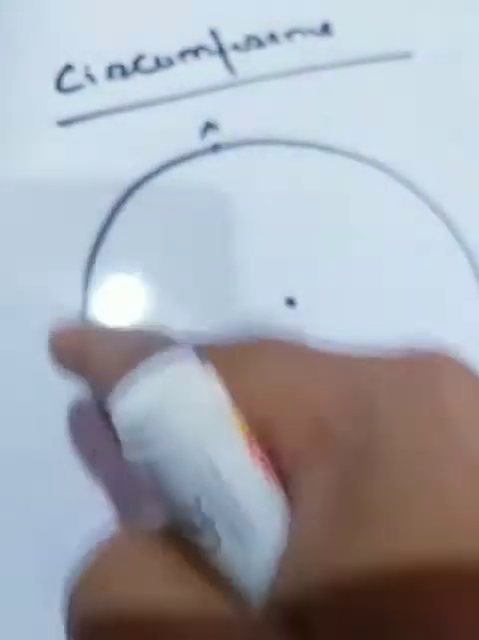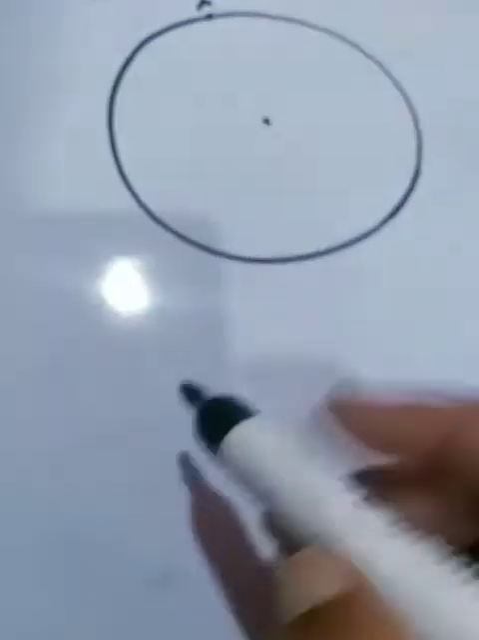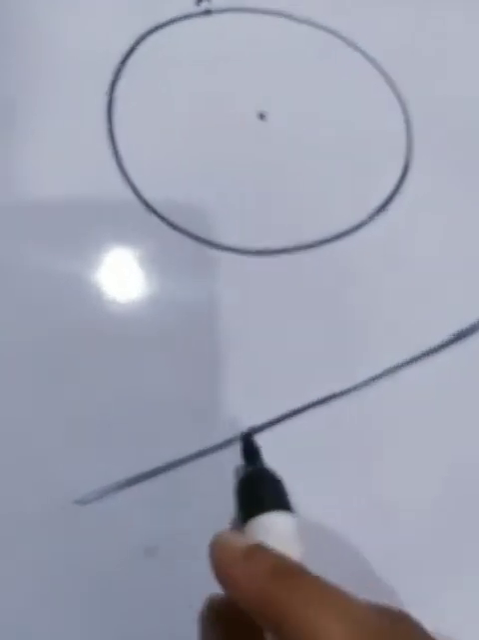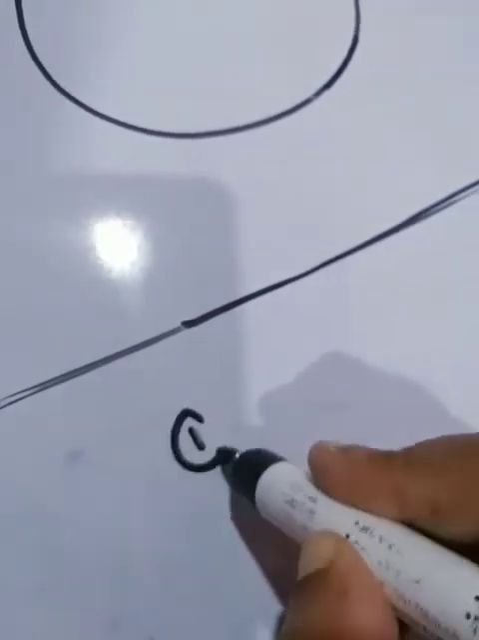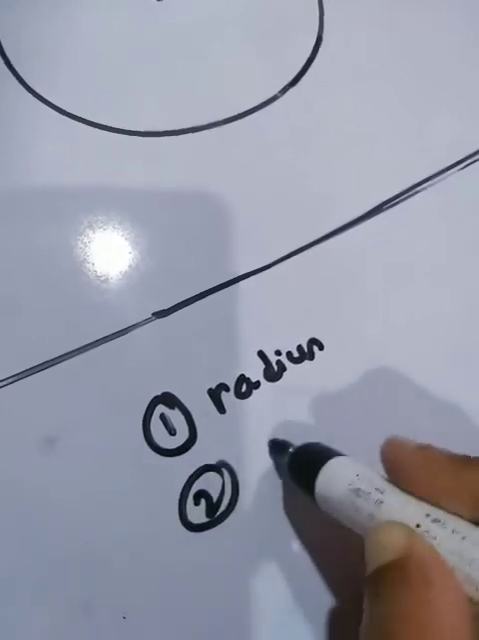And if you open this circle, suppose it is made by a thread, and you cut the thread, then you will see this particular circle like this, a huge line segment. And to measure this length, students, you will need two things. The first thing is radius, and number two is pi.